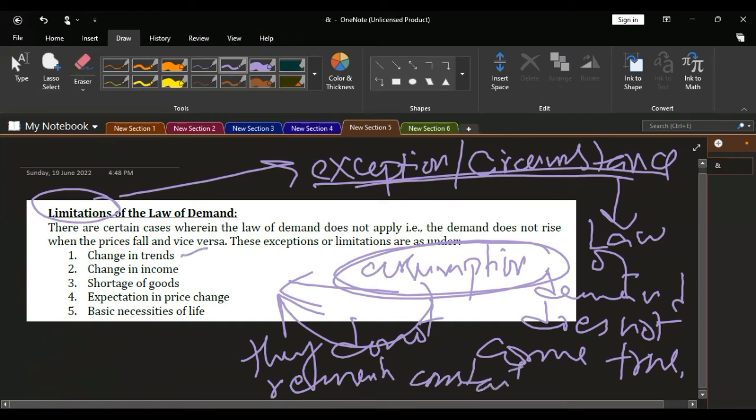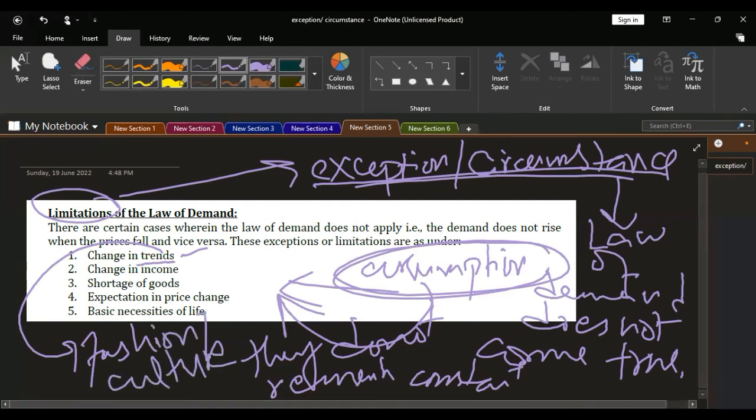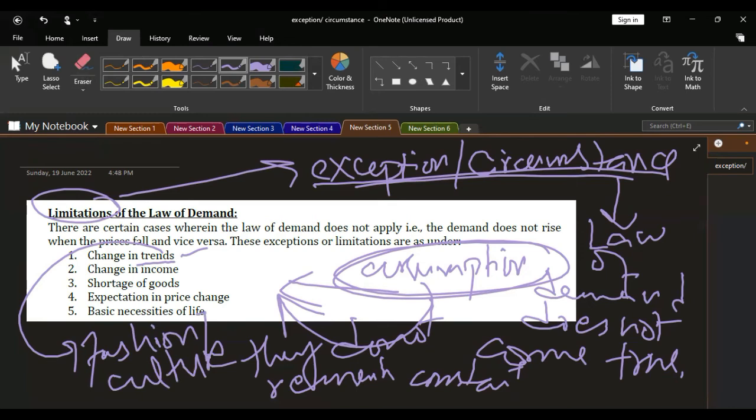First one, change in trends. Trend means fashion or the norms, culture. Culture has changed. People started to move from cold drinks to natural drinks. Change in income of the consumer, shortage of the good in the future, expectation of price change in future, basic necessities of life. The rule of law of demand does not apply on the basic utilities of life. Consumers have to purchase them at any cost.